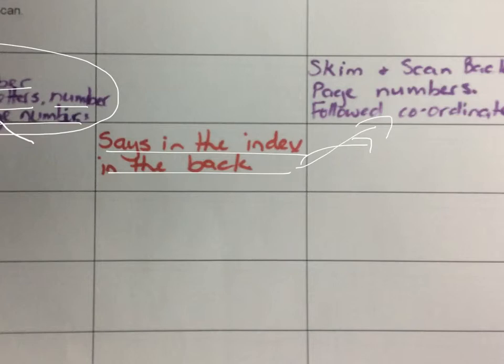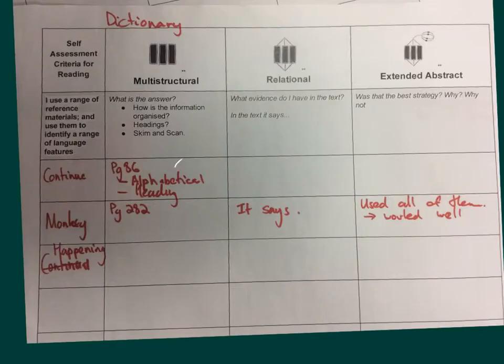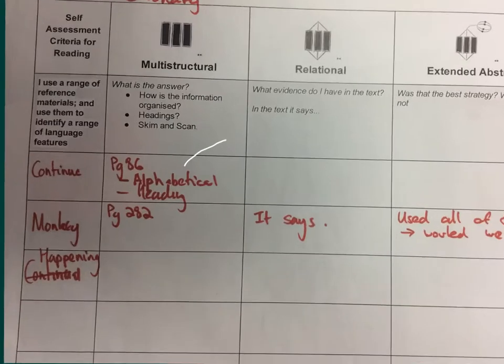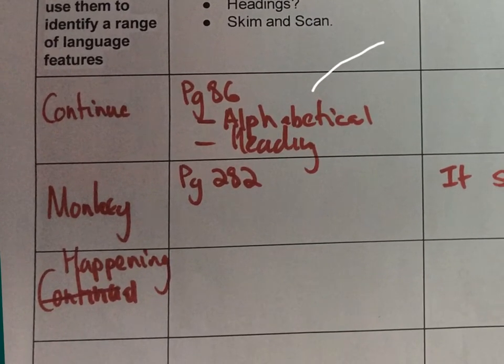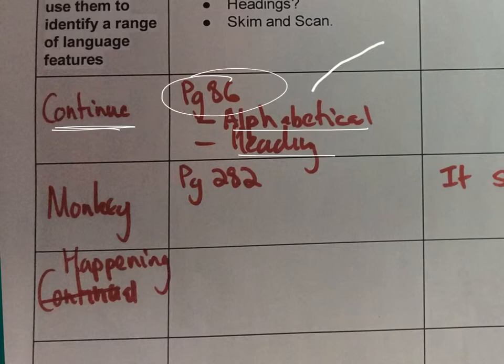So that's the progression. Let's have a look at that in relation to a dictionary. It's the same progression. So we looked at the word continue. Okay, and we noticed that before we started that the information was alphabetical and it needed a heading. It was on page 86.